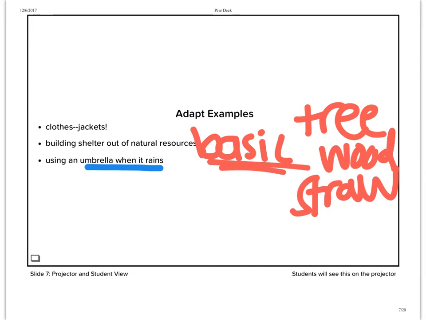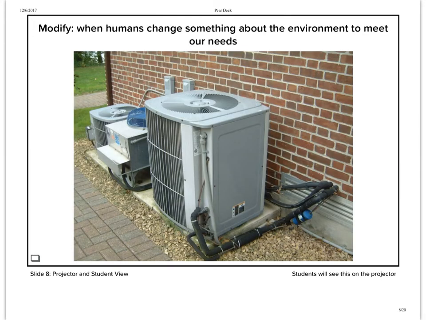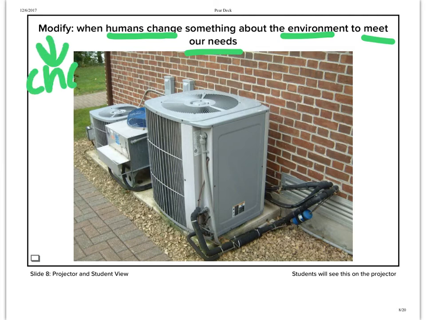So our final level of behavior is modifying. This is what we're going to be most familiar with and what we most often do in today's society. We modify. You should be flipping your page now. You should be on the back of the first page. Modify is when humans change something about the environment to meet our needs. So humans are now changing the environment to meet our needs. Modify, we are changing the environment.